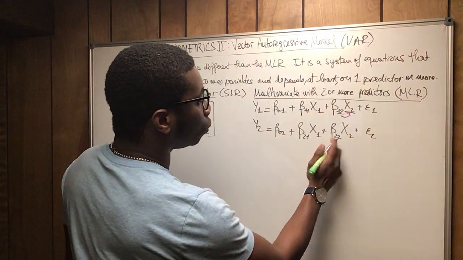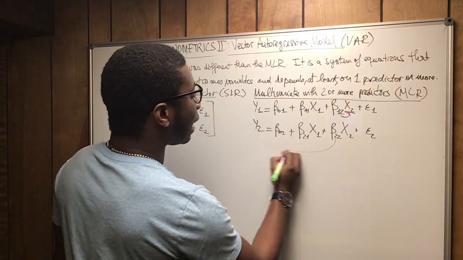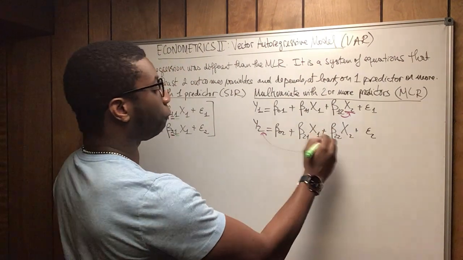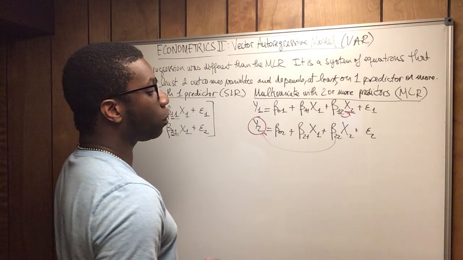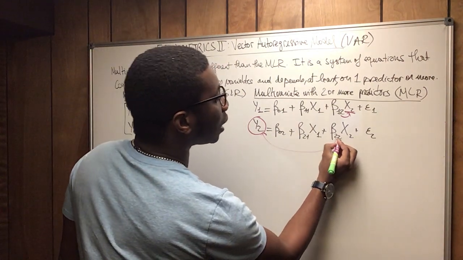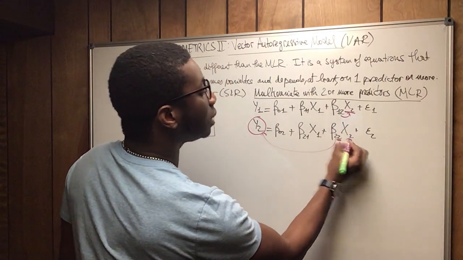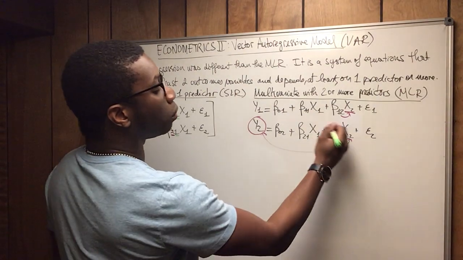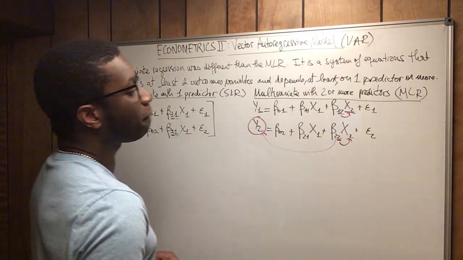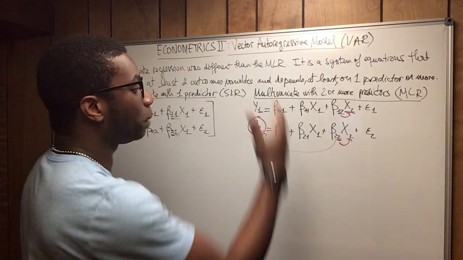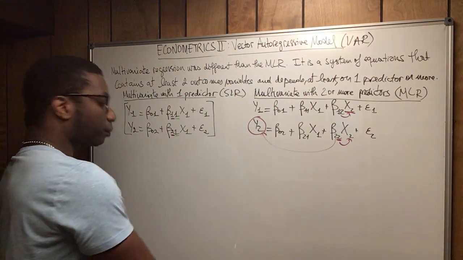The first 2 means that it is the coefficient of the second outcome variable, and the second 2 means that the coefficient depends on the second predictor. That's why you have beta 22. So beta 12 and beta 22.